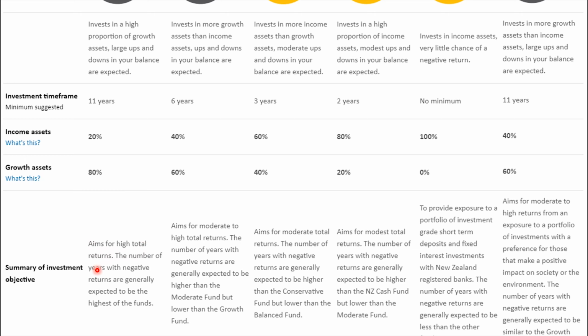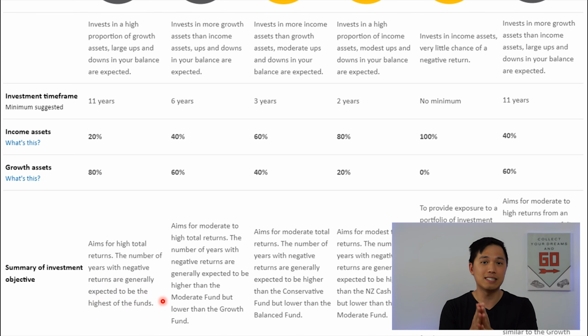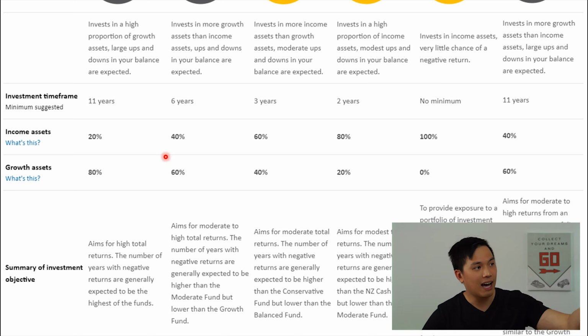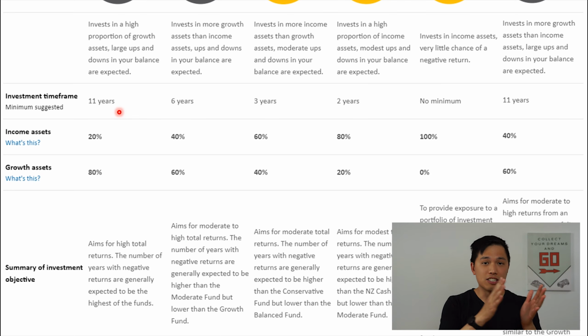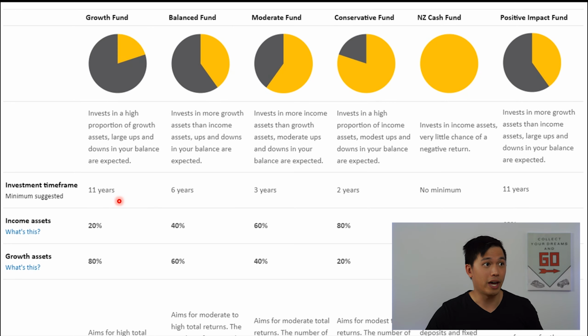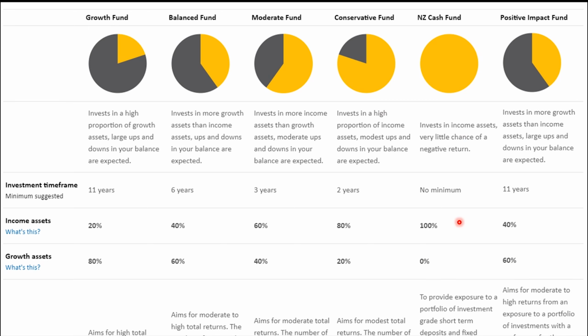Okay, the number of years with negative returns are generally expected to be the highest of the fund. So while you also have higher returns, there's also more volatility. So there will be some years where you will lose money. And that's why we do need to have a higher investment time frame, because in the short term, there's a chance that you'll lose money, but over the long term, you will make more money than, for example, a New Zealand cash fund, which invests 100% in income assets, but at the same time, there won't be a lot of capital appreciation over the long term.